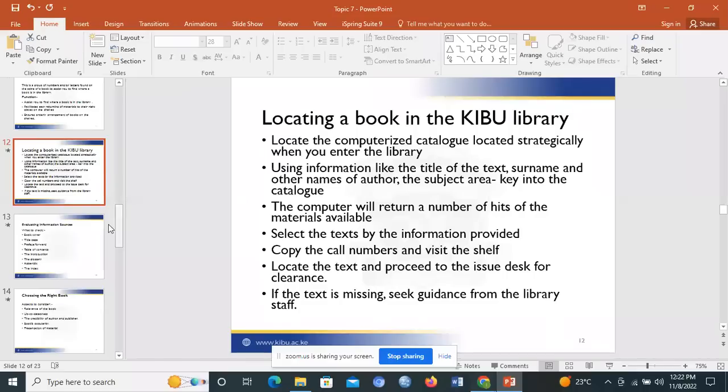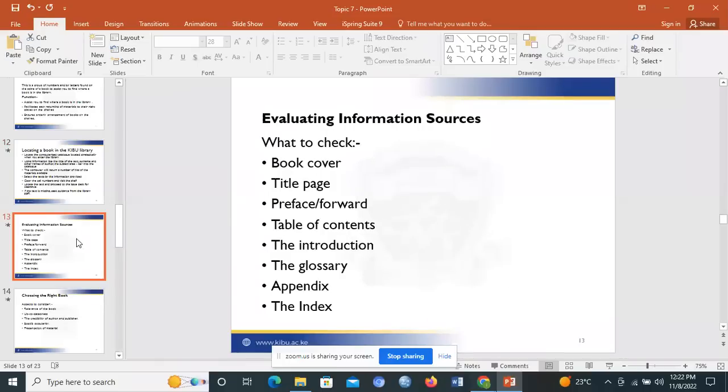So that is the procedure. You will not go to the library staff and say, I want this book. You need to use the OPAC system to locate your material and then proceed to the shelf to be able to find clearance.